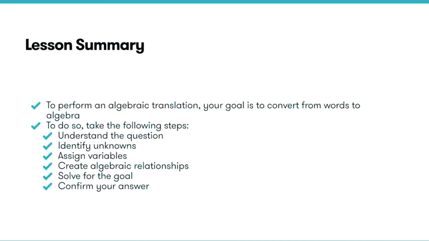So, to summarize, to perform an algebraic translation, your goal is to convert from words to algebra. To do so, we'll take the following steps. Understand the question, identify unknowns, assign variables to the unknowns, create algebraic relationships with those variables, solve for the goal, and confirm your answer.